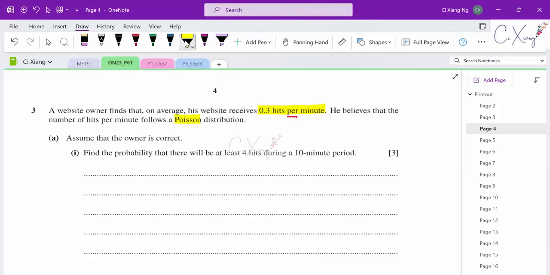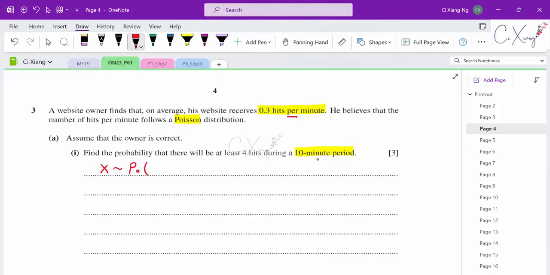So assume that the owner is correct. Find the probability that there will be at least 4 hits during a 10-minute period. To calculate the probability in Poisson distribution, you have to change the mean according to the interval that we have. They have given us the average for 1 minute, but we have a 10-minute period.